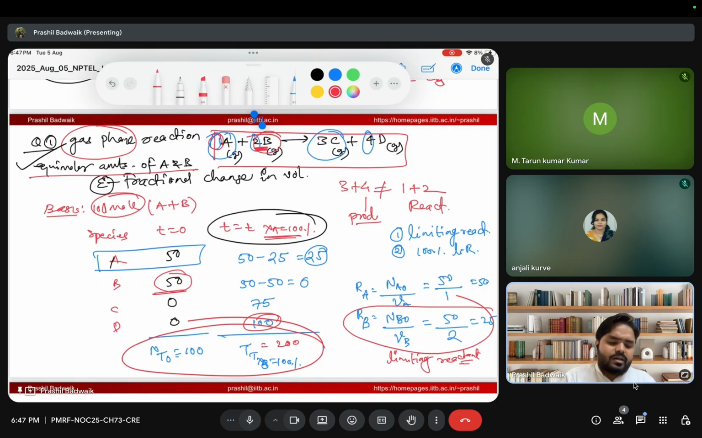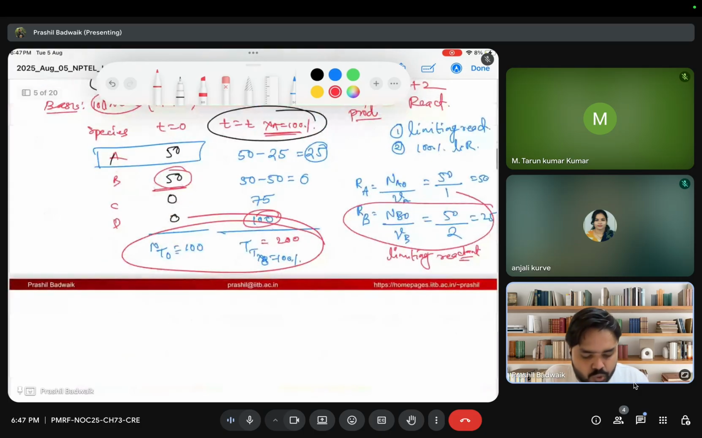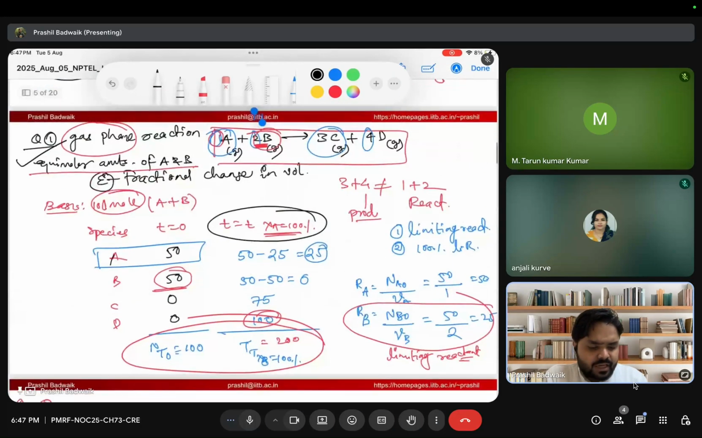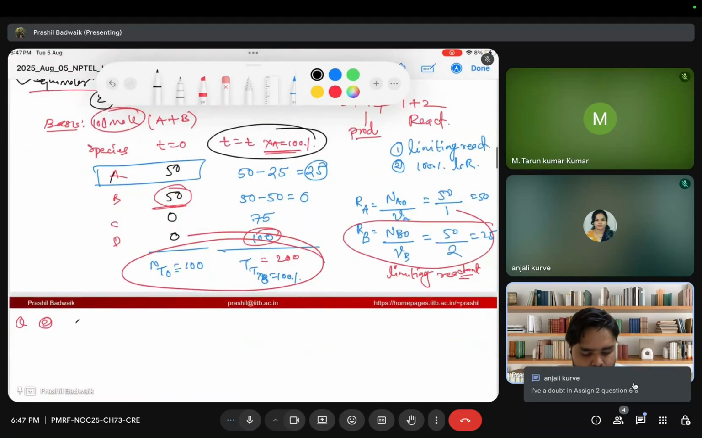Now, same reaction, what I'm doing, I'm changing the initial composition. So question number 2, the reaction is the same. I am changing the initial mole fraction, and now in the reaction, A plus twice B gives you thrice C plus 4 times D.